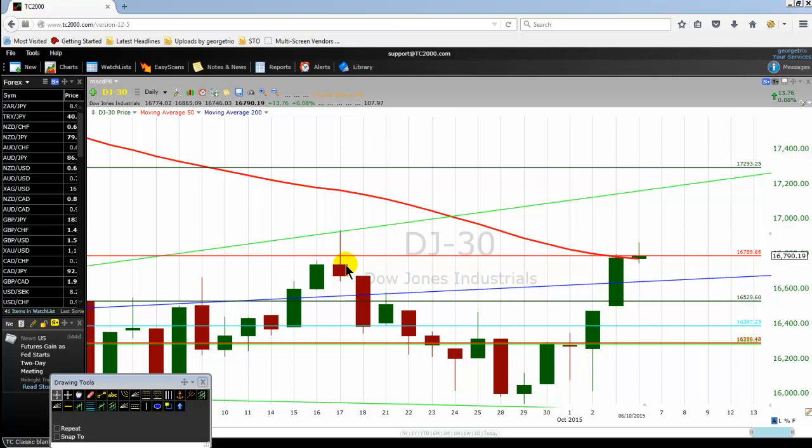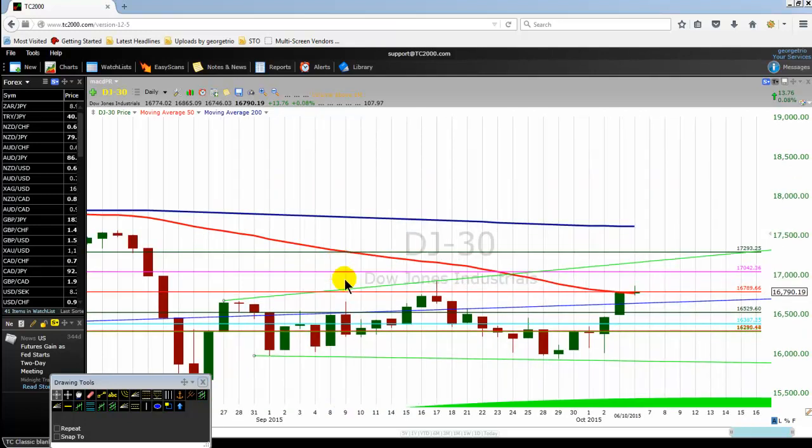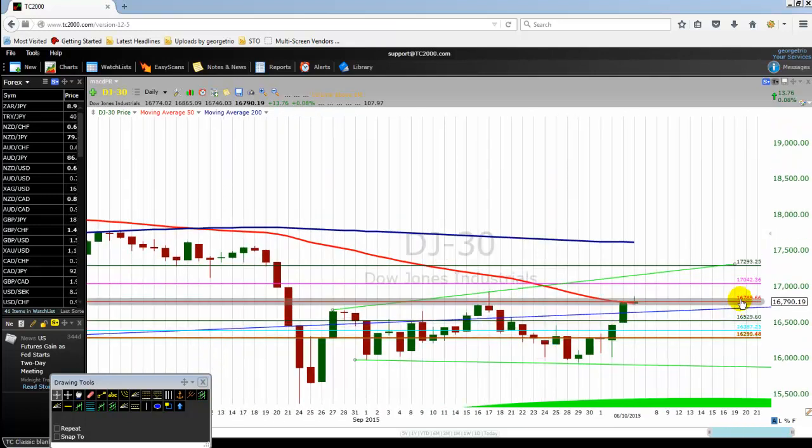Okay? But now, I want to buy Dow Jones above the level of 16789. That's my level I'm watching. All right? Why is this a bullish trade setup?